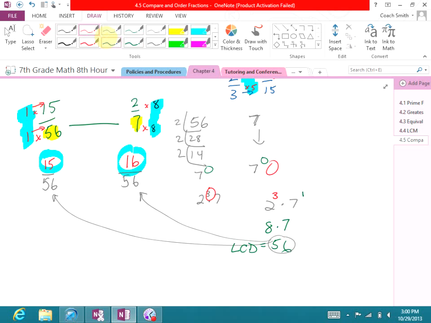I can't multiply that by, let's say, 5 over 1. You can't do that. If you do that, then you no longer have equivalent fractions. You have a totally different fraction. And so you can't do that.